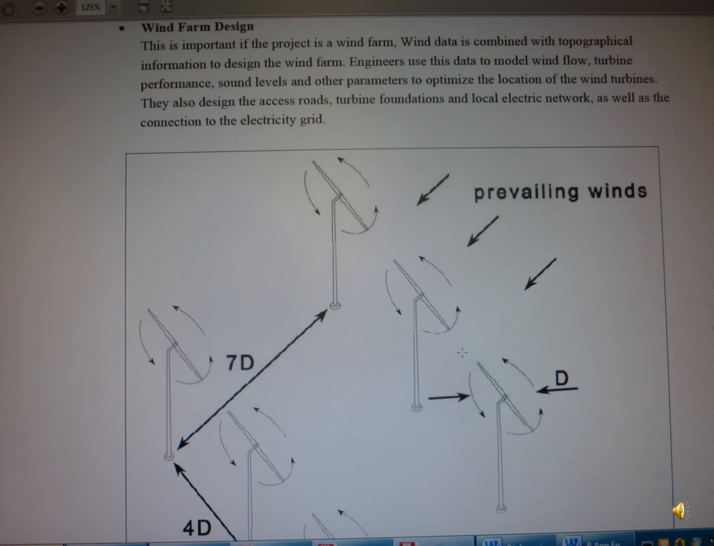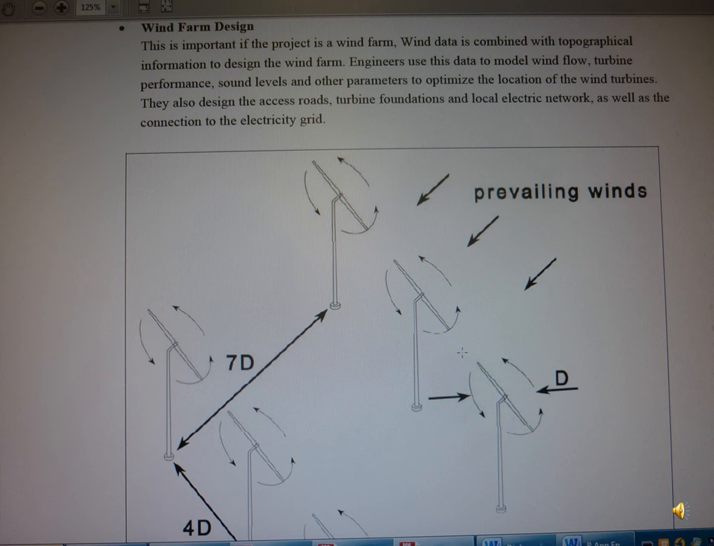The wind farm design. This is important if the project is a wind farm. Wind data is combined with the topographic information to design the wind farm. Engineers use this data to model the wind flow, turbine performance, sound levels, and other parameters to optimize the location of the wind turbines. They also design and assess roads, turbine foundations, and the local electric network, as well as the connection to the electricity grid.